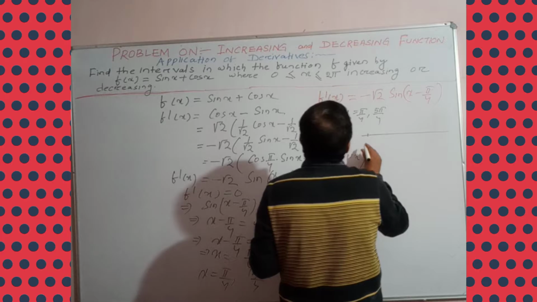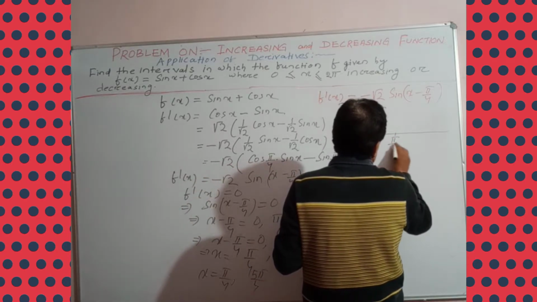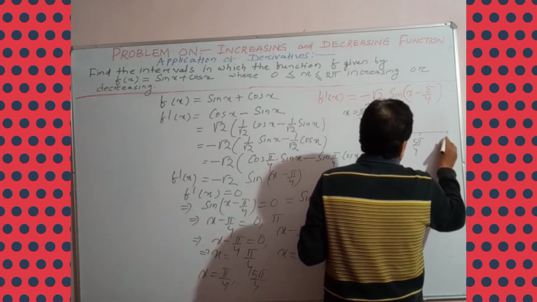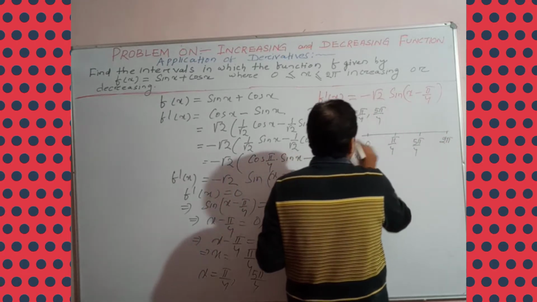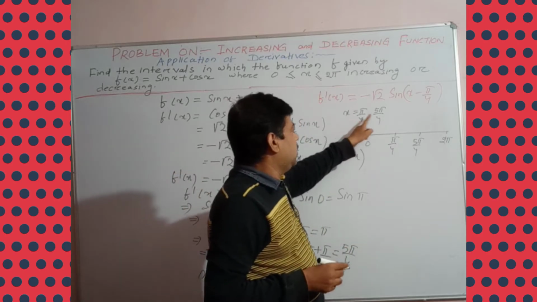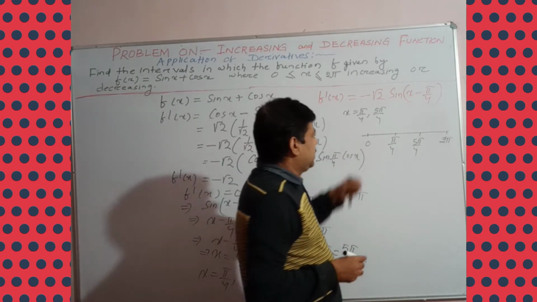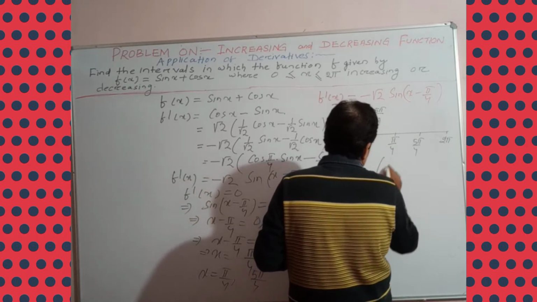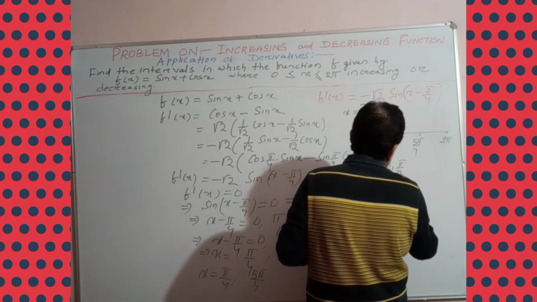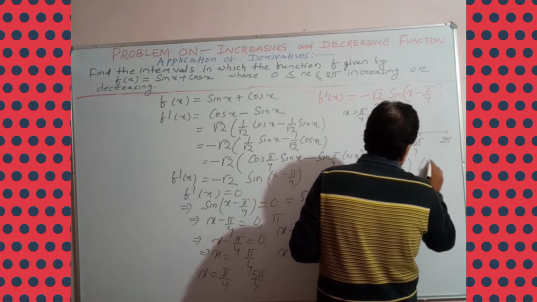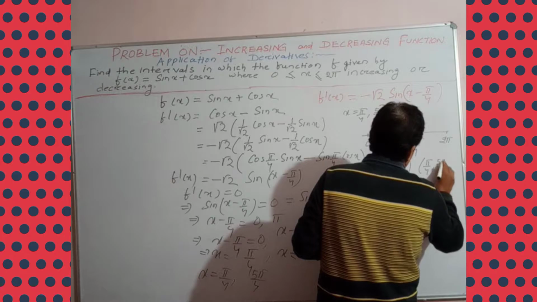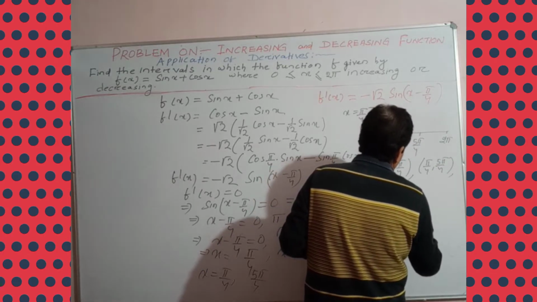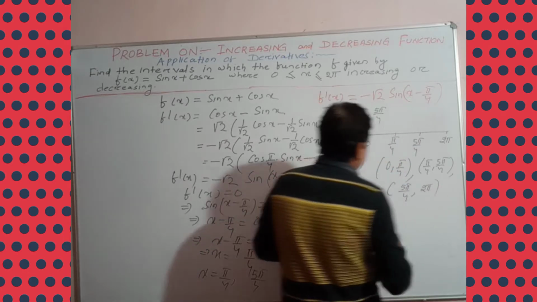Here you see pi by 4, then 5 pi by 4, and it is 2 pi, and this value is 0. So x is equal to pi by 4 and x is equal to 5 pi by 4 divide the real number line into 3 disjoint intervals. One interval is 0 to pi by 4. Another interval is pi by 4 to 5 pi by 4. And the third interval is 5 pi by 4 to 2 pi. Thus we got 3 intervals.